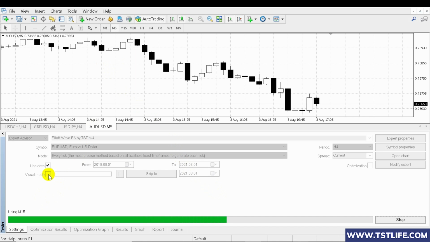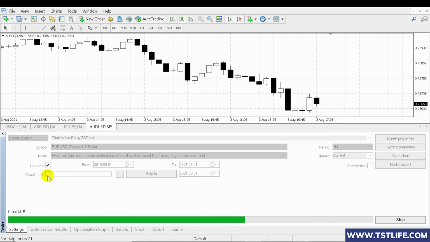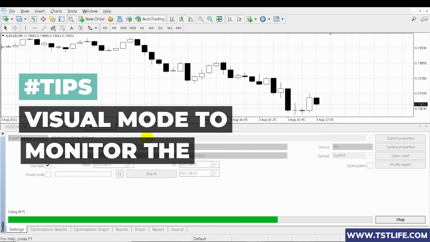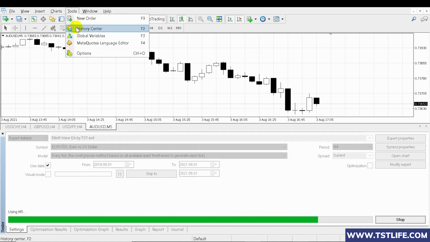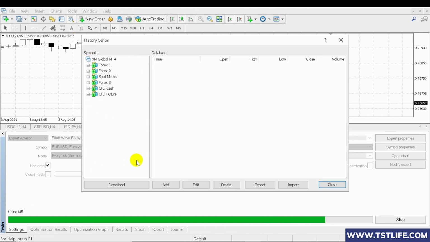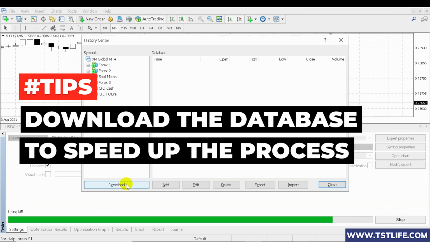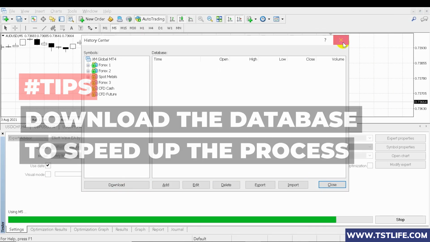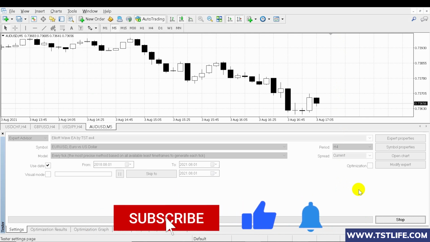To speed up the backtesting process, we have disabled the visual mode. You can activate it at a moderate speed if you want to analyze the trades during the backtesting process. This process will take a couple of minutes. If it takes longer than that, I advise you to download the offline database for the pair you are using. This will allow MetaTrader to process the data faster.